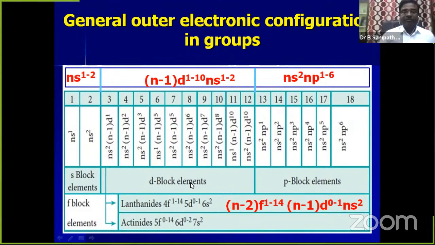In the same way, the outer electronic configuration of D-block elements is (n-1)d1 to 10, ns1 to 2. In the same way, the general outer electronic configuration of F-block elements is (n-2)f1 to 14, (n-1)d0 to 1, ns2.